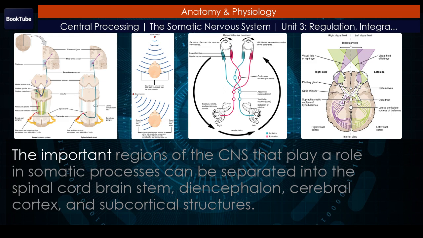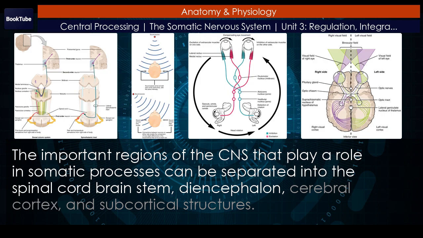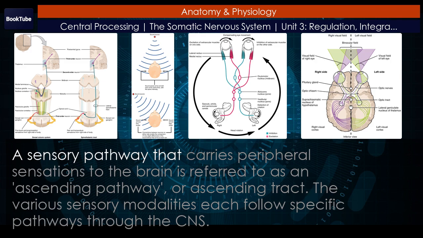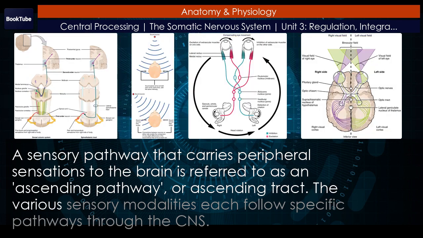The important regions of the CNS that play a role in somatic processes can be separated into the spinal cord, brainstem, diencephalon, cerebral cortex, and subcortical structures. Spinal cord and brainstem. A sensory pathway that carries peripheral sensations to the brain is referred to as an ascending pathway or ascending tract. The various sensory modalities each follow specific pathways through the CNS.